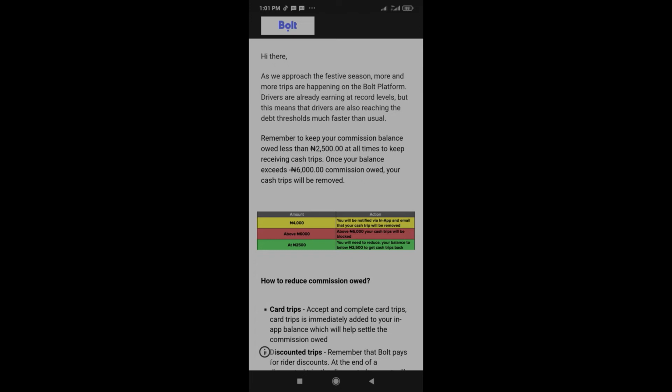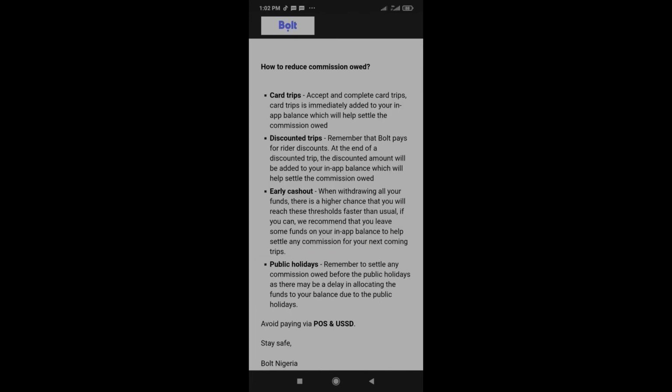Now, when you get to 6,500 on Bolt, they're going to cancel your cash trips and only give you card trips. You're going to run your business only on card trips, people paying into the Bolt account so that you can balance up. That's one option. Or the other option is personally, you could just send the money to them and clear out the negative balance. However, for Uber, since the commission cap is at 3,000, that means you don't get to do a lot of trips before you have to pay the commission.